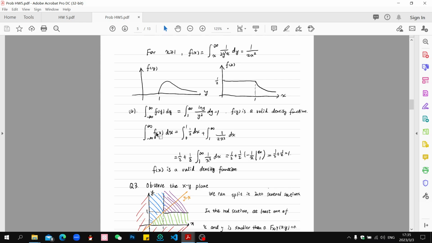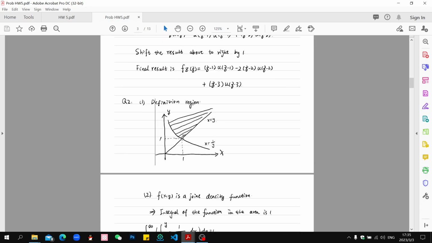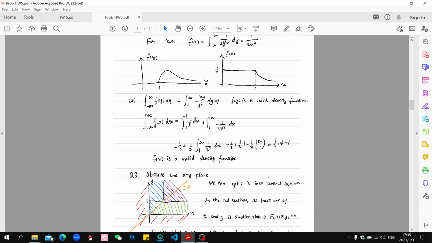And for fx, the integral is divided into 2 parts, basically, from 0 to 1, this part, and 1 to infinity on this part. So, here, divided in 2 parts, and we calculate it. The first part should be 1/2, and the second part is 1/2 times the integral from 1 to infinity of 1 over x squared, and that can be calculated to be 1 as well. So fx is also a valid density function.